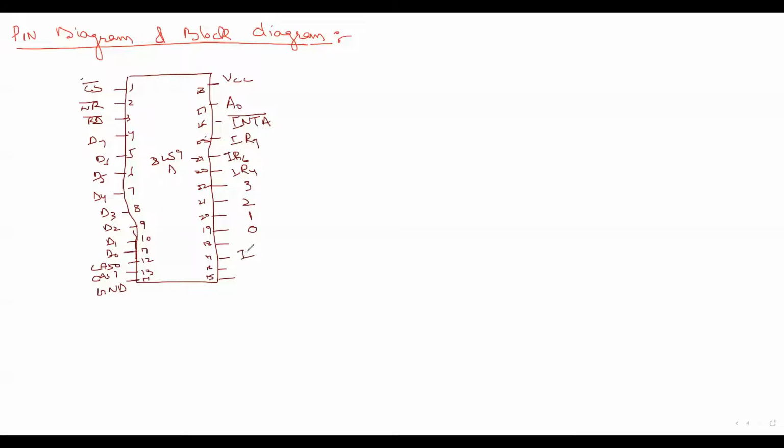Then we have INT. Then we have SP or enable. This is SP, and we have CAS2. These are IR6 and IR5 also: IR4, IR3, IR2, IR1, IR0, INT, SP, and enable. This SP is basically slave program, and EN means enable buffer. And CAS2; these CAS pins are cascade lines.